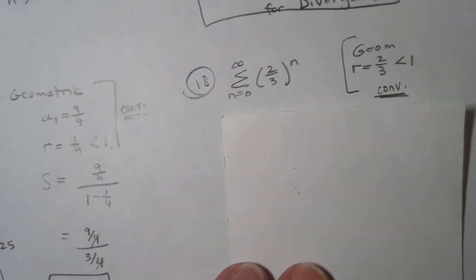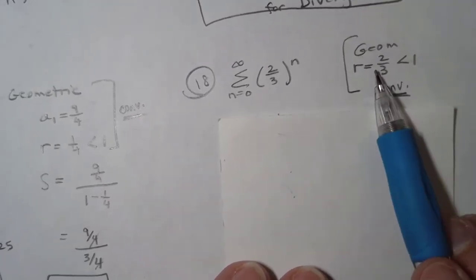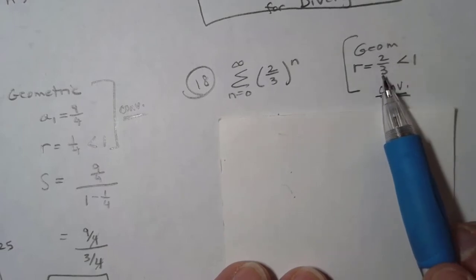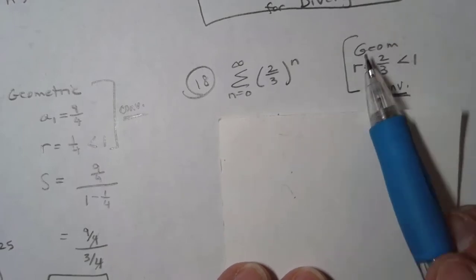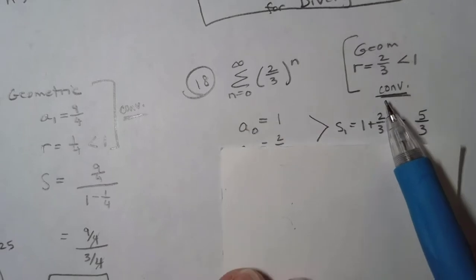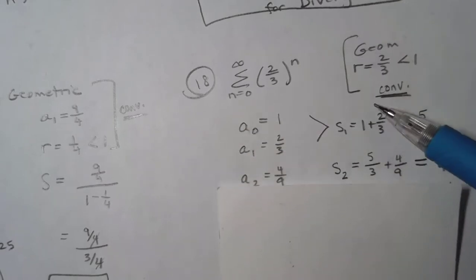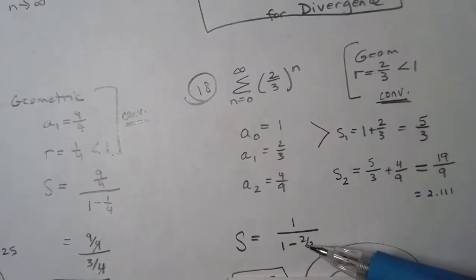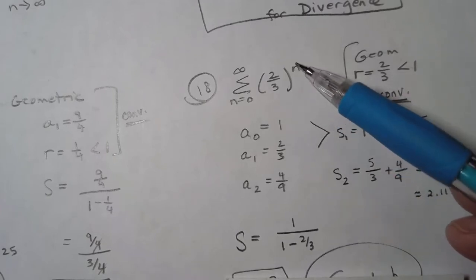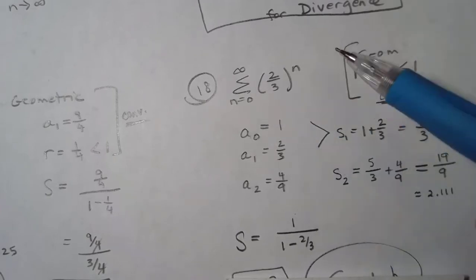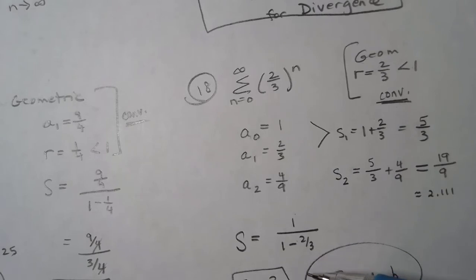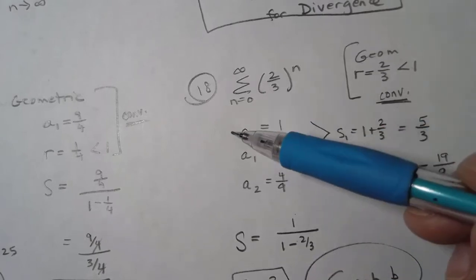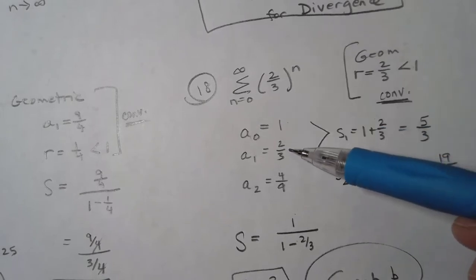What we can see here, again, is a geometric series with r being 2/3, which is less than 1, so we know it converges. And since it converges, we can use our sum formula. The sum is my first term, when n is 0, which is 1 over 1 minus 2/3, which is 1 over 1/3, which is 3.